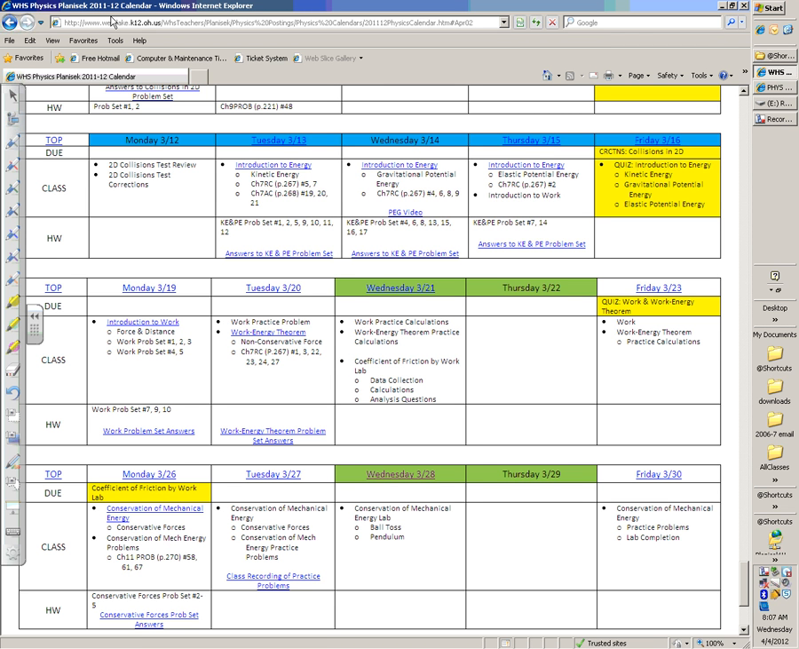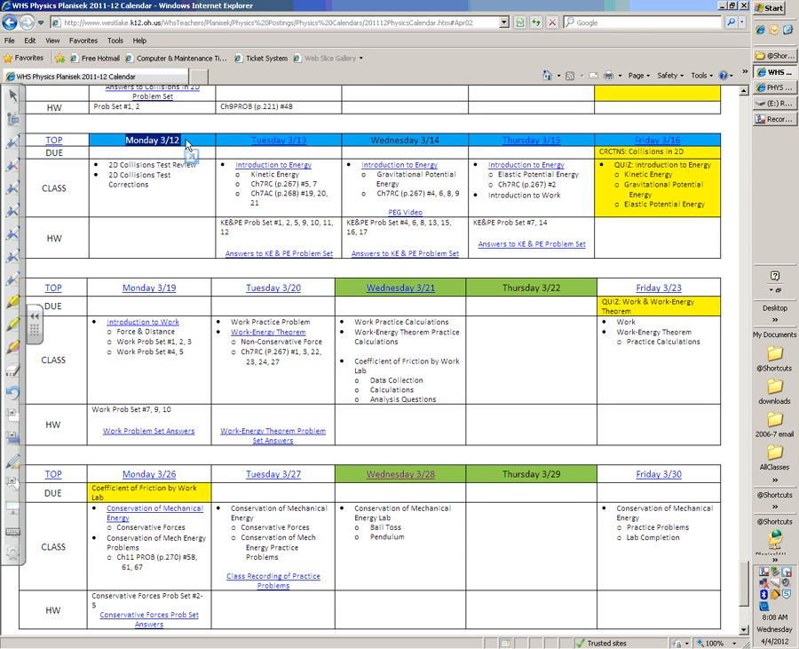Tomorrow we have tests over our work and energy unit. The work and energy unit started all the way back on Monday, March 12th, which was the beginning of OGT week. I realized that was kind of a short week. There were basically three parts to this unit.